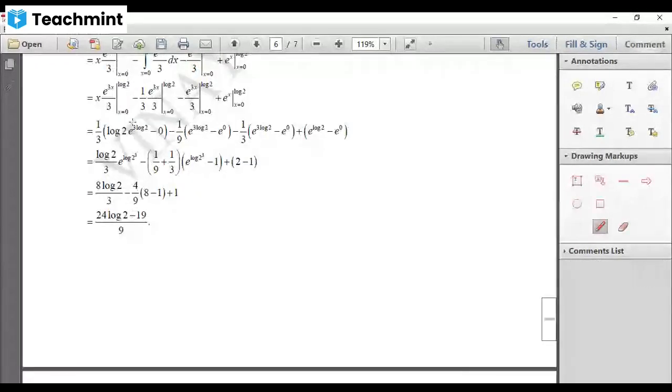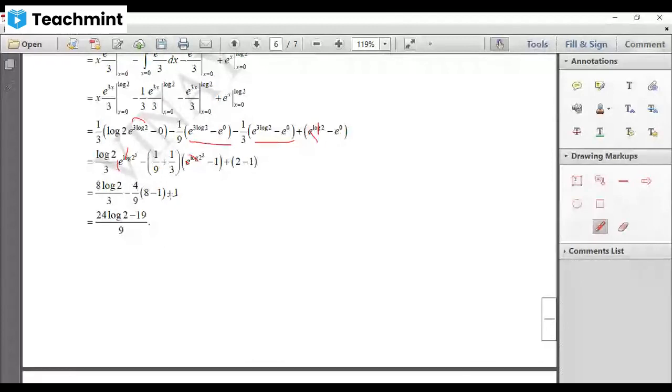Now we can take this 3 inside the log so that this becomes log 2 cube. Then log and e get cancelled. Log and e get cancelled. And since both are having the same term here, we can club them. We can take the common factor. If you take this as a common factor, with the minus sign, then you'll get 1 by 9 plus 1 by 3 as common. And e and log get cancelled. You'll get 2, and e to the power of 0 is 1. So 2 minus 1 is 1, right?